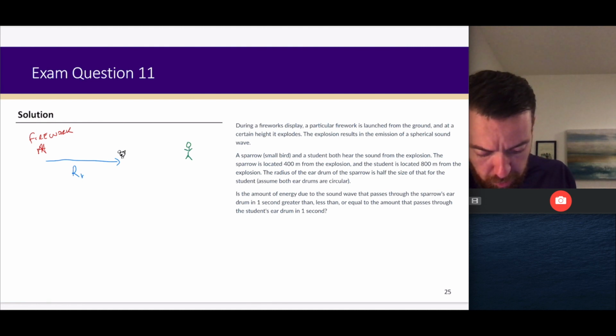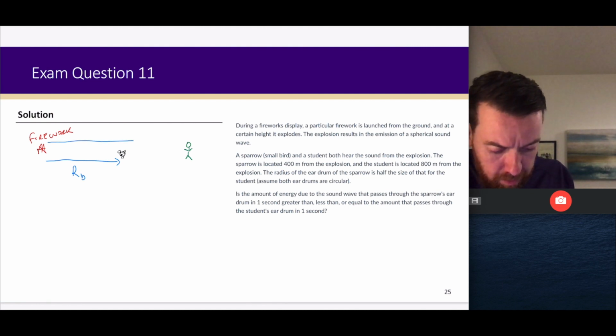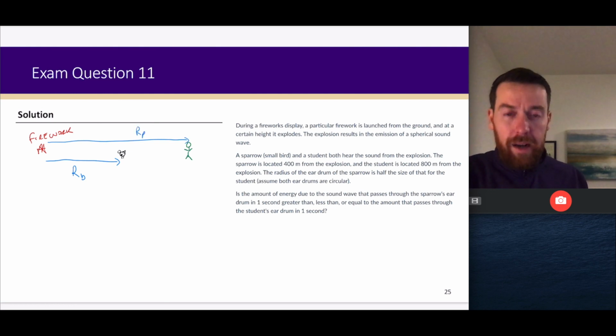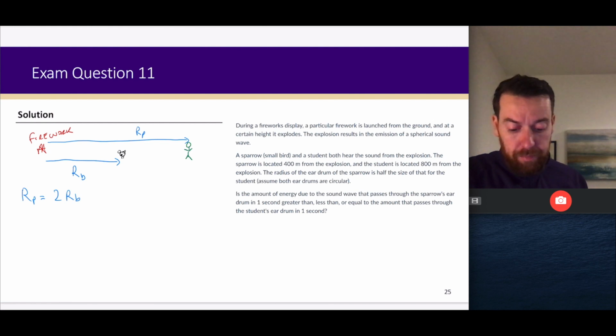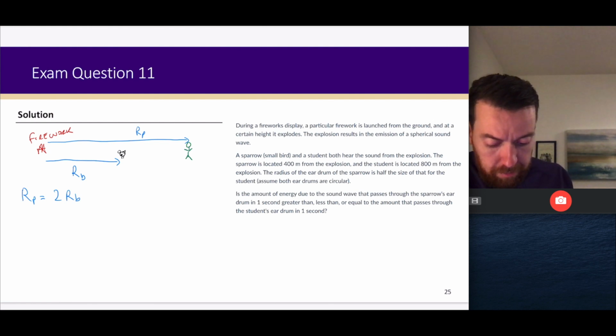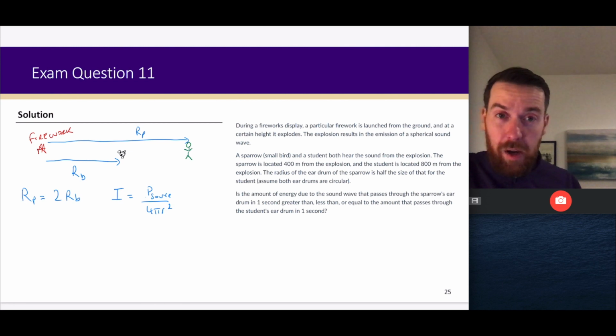So this is R of the bird and this is R of the person, and in both cases the large R of the person is twice the large R of the bird. Okay. Now the intensity is previously defined as the power of the source divided by 4 pi r squared. We know it's a spherical sound wave.